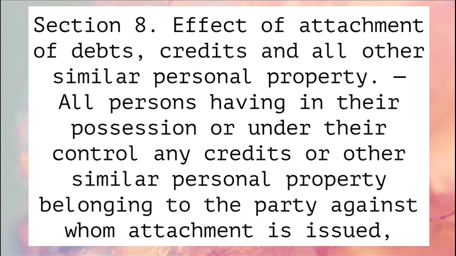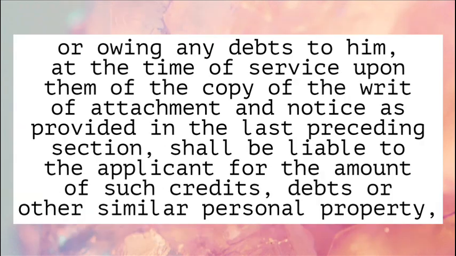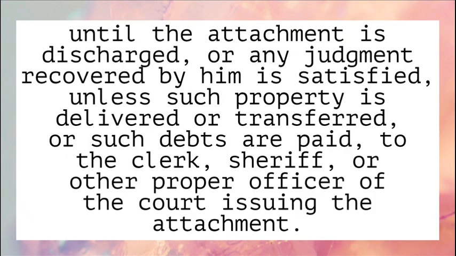All persons having in their possession or under their control any credits or other similar personal property belonging to the party against whom attachment is issued, or owing any debt to him, at the time of service upon them of the copy of the writ of attachment and notice as provided in the last preceding section, shall be liable to the applicant for the amount of such credits, debts or other similar personal property, until the attachment is discharged, or any judgment recovered by him is satisfied, unless such property is delivered or transferred, or such debts are paid, to the clerk, sheriff, or other proper officer of the court issuing the attachment.